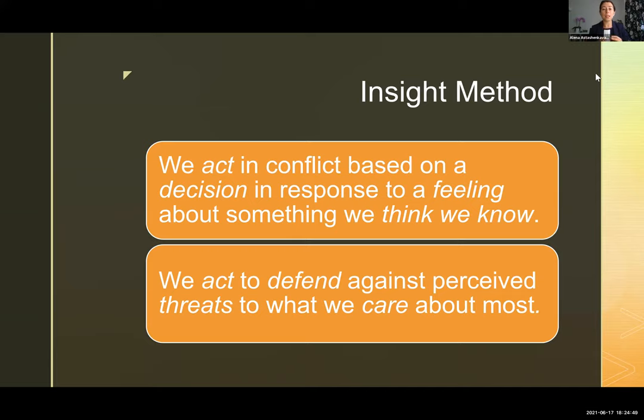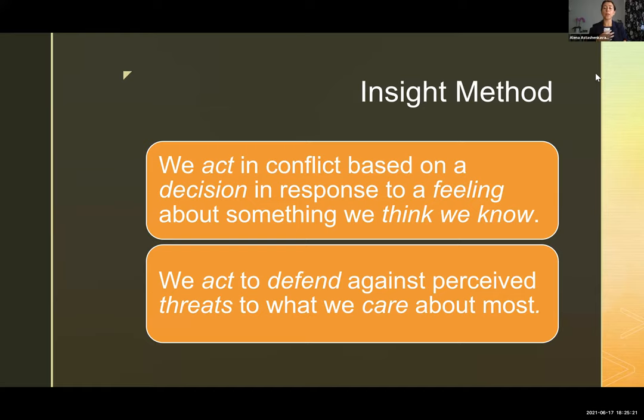But what happens if it is a spouse who slams through the door and comes angry at me? And I think that my spouse is really, really angry and my feeling is fear. And my decision is, do I run? Do I hit back? What do I do? What is my act? The act that we choose is a defense. The act is to defend against what we perceive as a threat. And the threat is to what we care about the most.